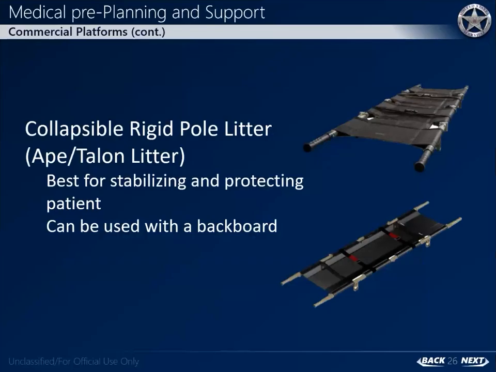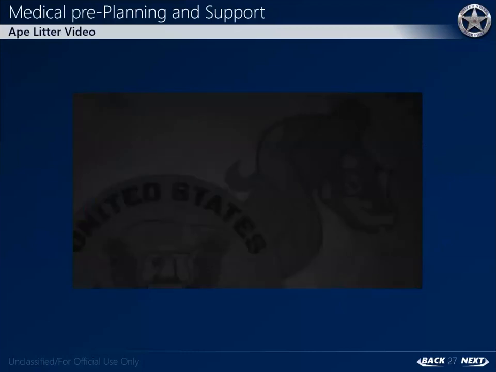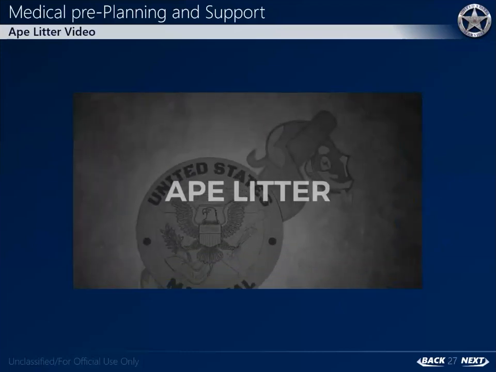The all-platform evacuation litter weighs approximately 19 pounds and is 91 inches long. It has folding handles to accommodate helicopter and vehicle transport and can be assembled for patient carry in 20 seconds. This is a demonstration of the APE litter deployment.